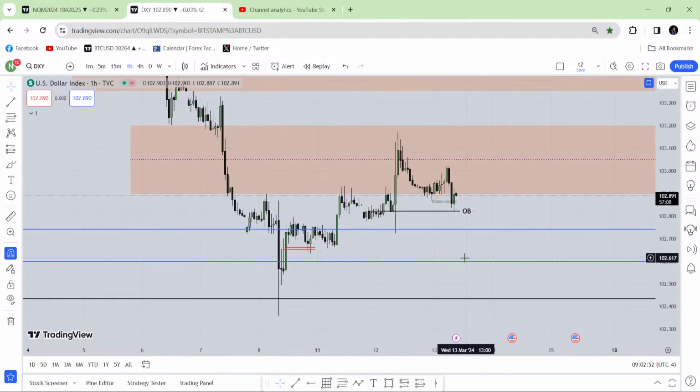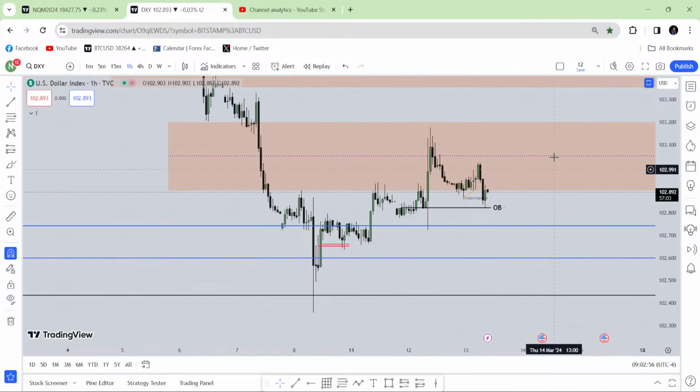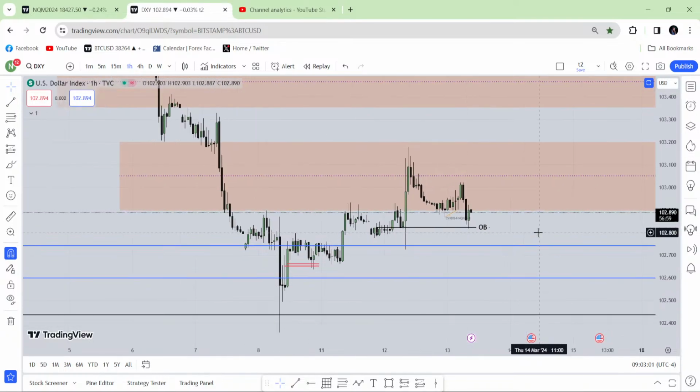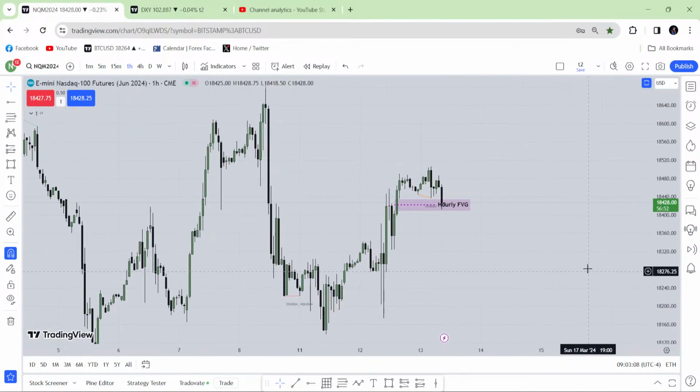If the market would love to go lower, there is nothing wrong. I'm absolutely fine with that because this is the entry fair value gap, so the market can easily reverse from here. But my expectation is the market will go higher. That's my expectation for dollar index. Let's go to the NQ.